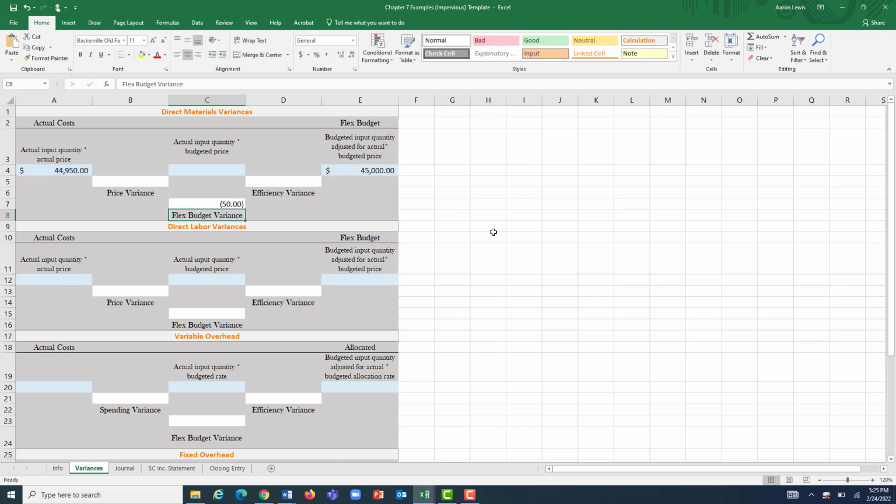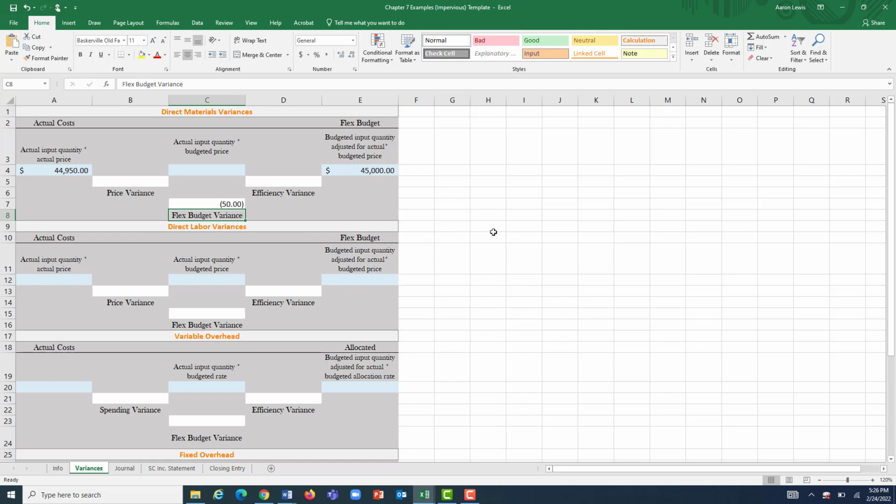which seems pretty good. I mean, we spent less actually than we should have according to our standards, but that's not enough information to really assess your production, the status of your company, how well you're doing. Because that could be the offset between a severe increase in price and a severe increase in efficiency. So why don't we go and figure out what's our price variance and what's our efficiency variance.